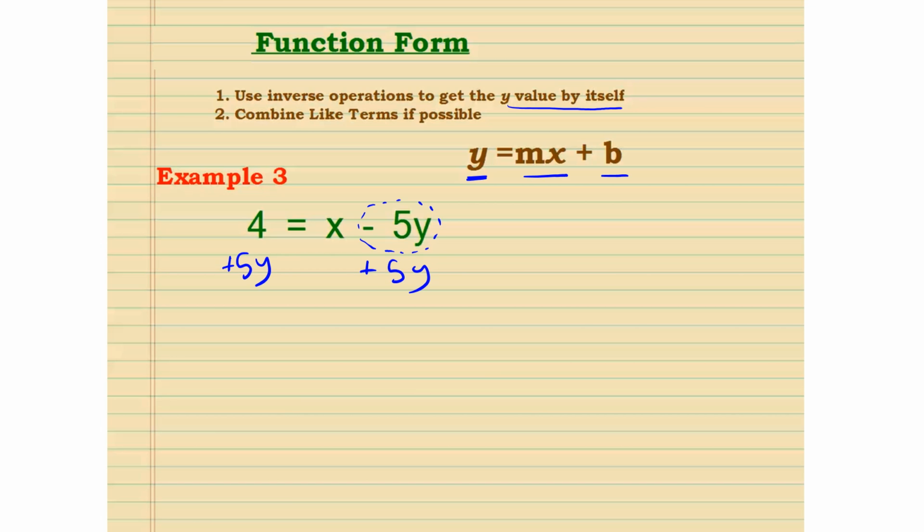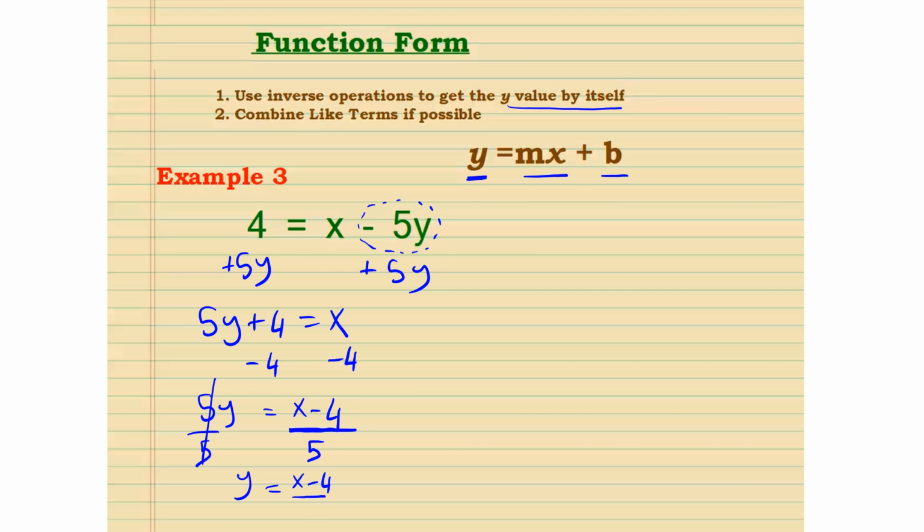This will give us 5y plus 4 is equal to x. We can undo an addition by subtracting 4 from each side. 5y is equal to x minus 4. I can divide each side by 5. When I divide each side, I need to draw a big fraction bar to divide the other side completely by 5. These are simplified. The other side of the equation is going to be x minus 4 over 5.